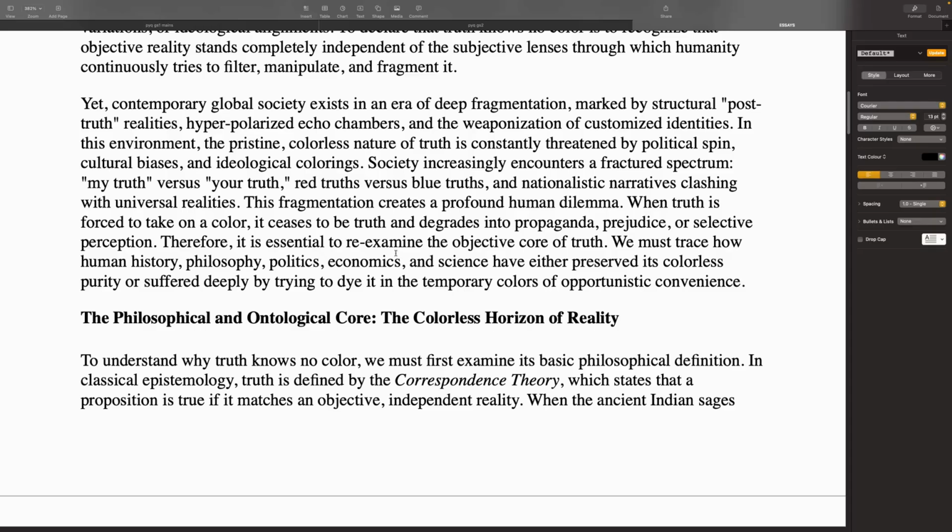Therefore, it is essential to re-examine the objective core of truth. We must trace how human history, philosophy, politics, economics, and science have either preserved its colorless purity or suffered deeply by trying to dye it in the temporary colors of opportunistic convenience.